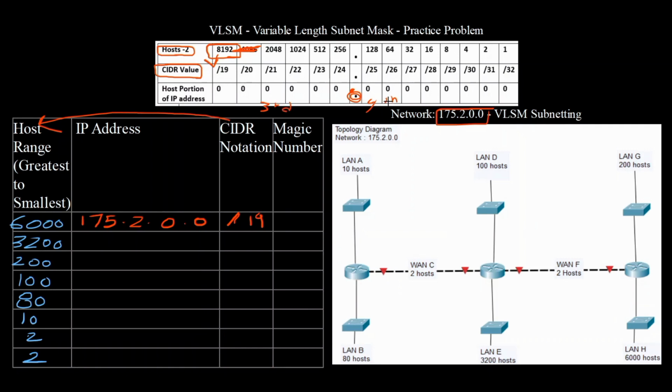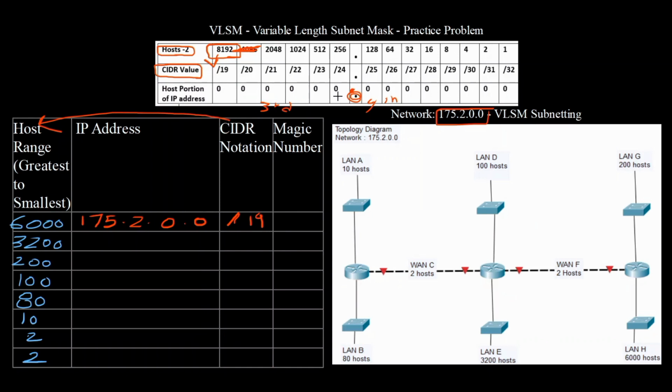Now let's find the location of the CIDR value and the host that we picked for our local area network H. If you look into it, we see that this is the location, where we found /19. So /19 is located in the 3rd octet, which is the host portion of the IP. So this is the 3rd octet.